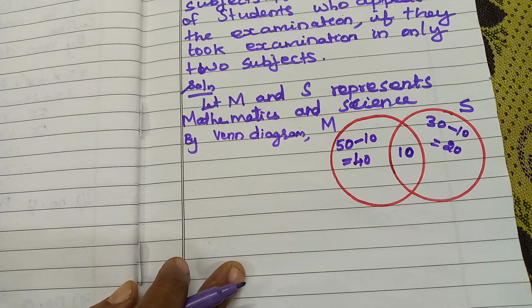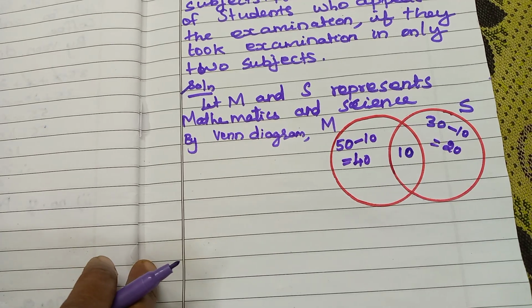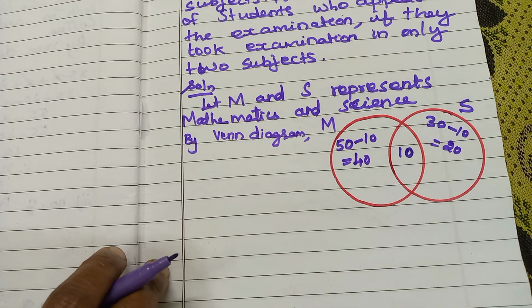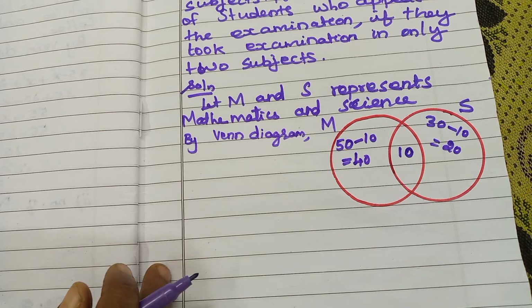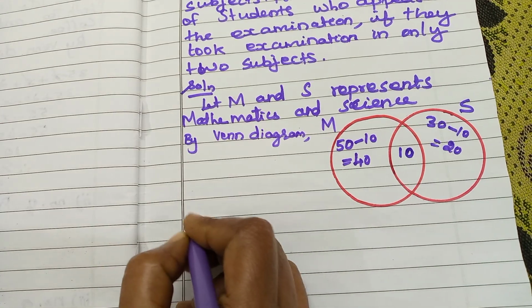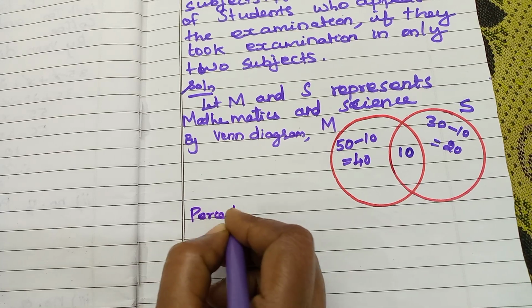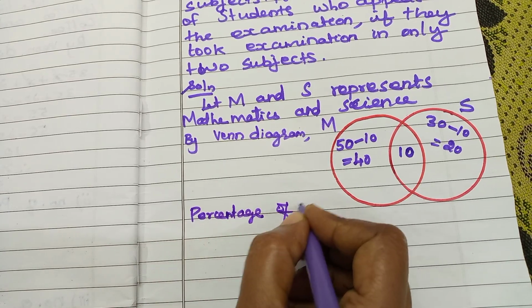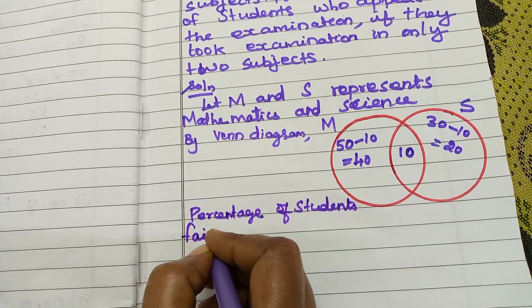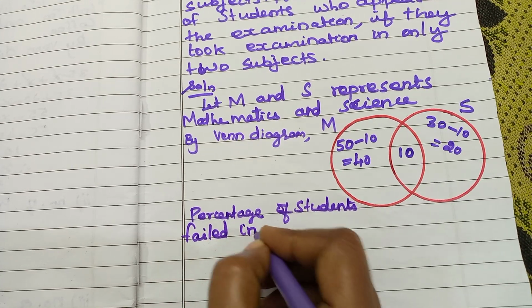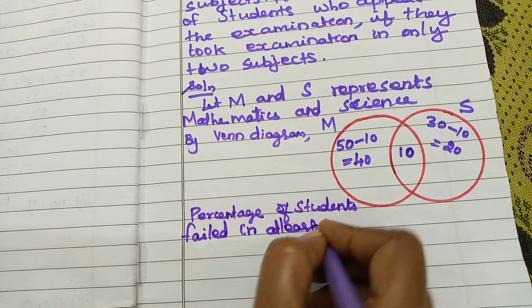Now in the question they used the percentage. So the answer also we have to find by using percentage. First of all we need to find the percentage of students failed in at least one subject. Percentage of students failed in at least one subject.